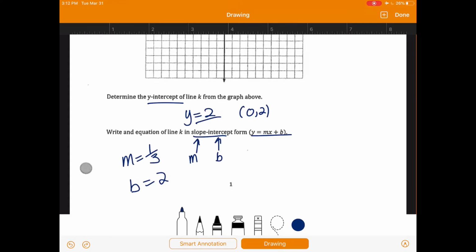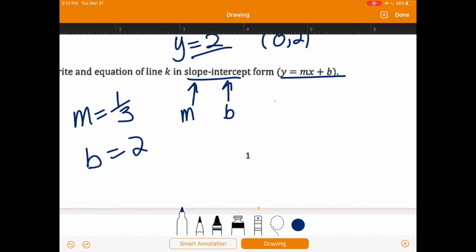And you're going to plug that into this formula. And remember, you're not going to put anything in for x and y. Most of the time when we do stuff like this, we're plugging in numbers for x and y. But in this case, we're going to leave x and y exactly how they are, and just plug in for m, which is 1/3, and we're going to plug in for b, which is 2.